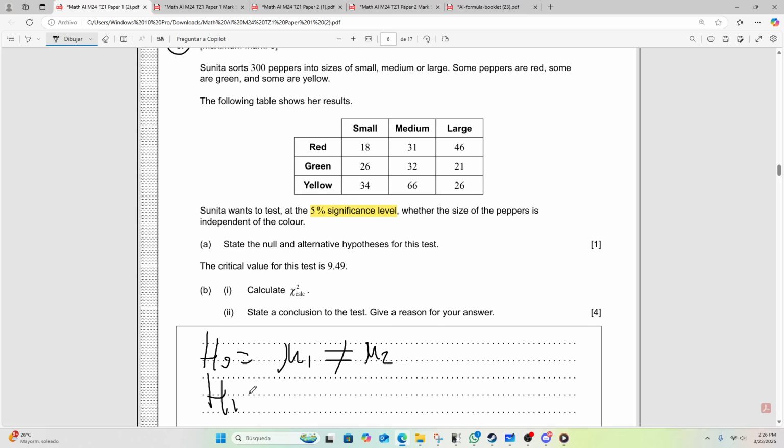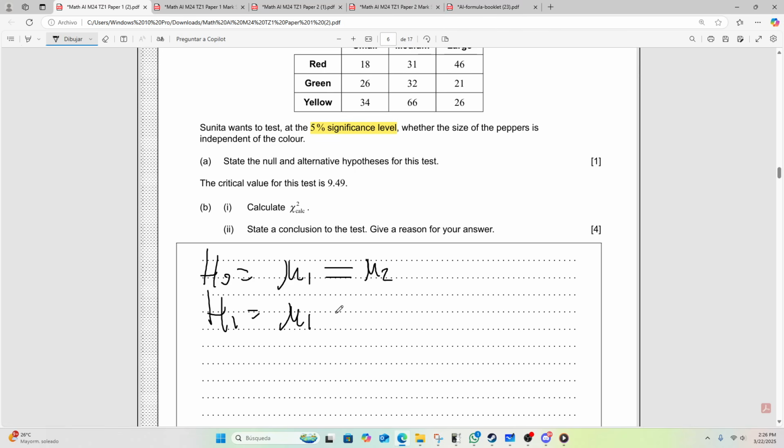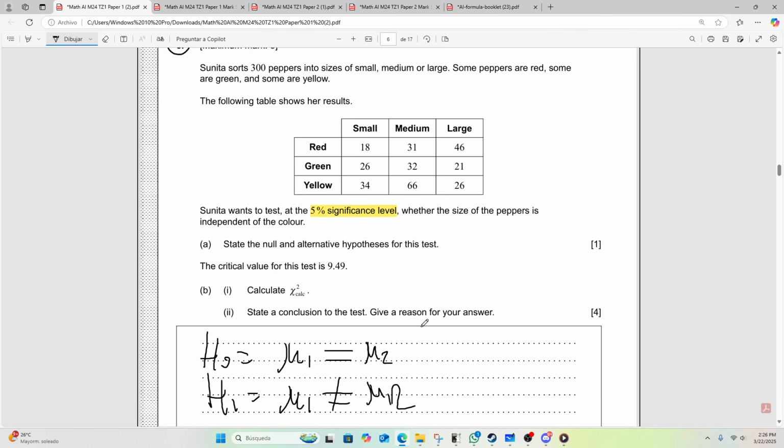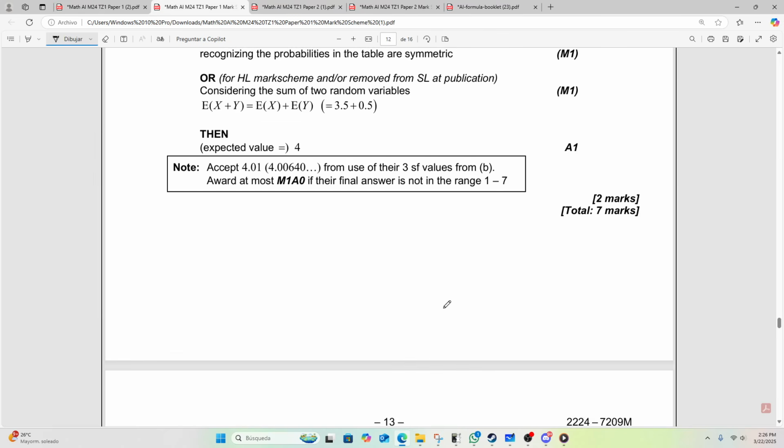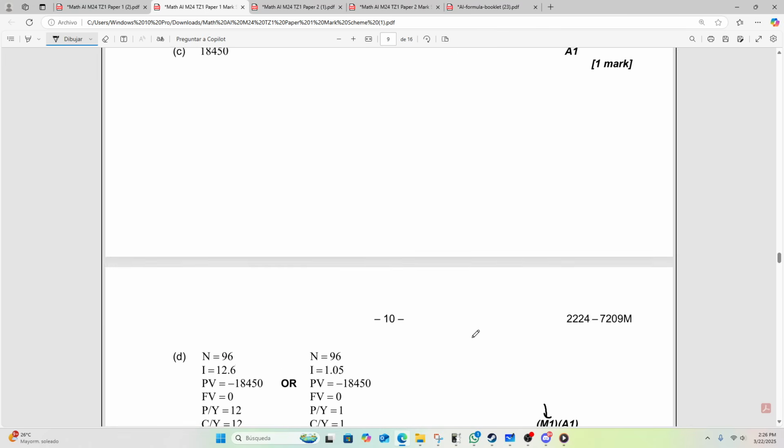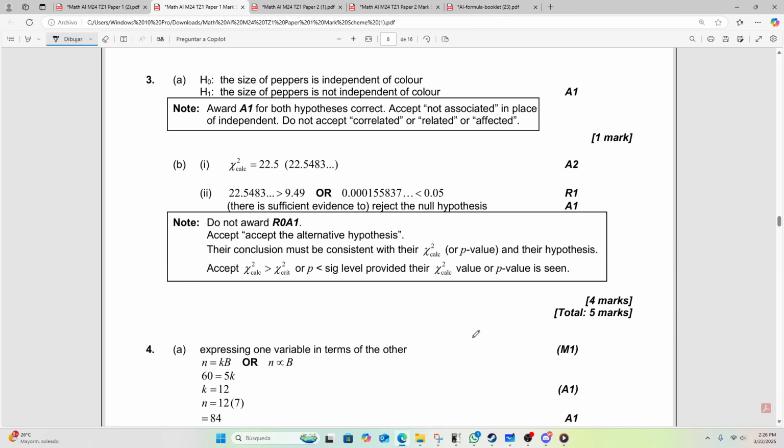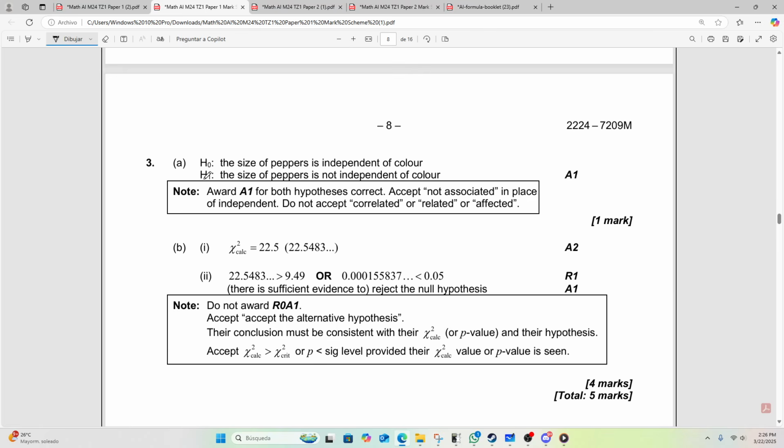Well, the alternative is going to be that, well, actually, wait, I messed up. The null is the status quo, it's just no difference, no change. While the alternative is yes change, so that means my averages are different to each other. And if we look at the answer key, it's something like that.